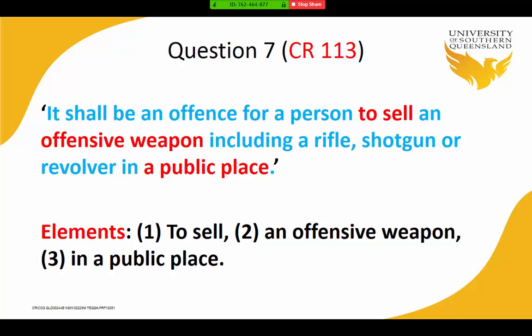A sold what to B? A flick knife. What is the second element? Offensive weapon. So the question becomes whether a flick knife is an offensive weapon. Is that an issue for you? No. It could be. So we have to go through whether a flick knife is an offensive weapon. Do you think that would be a problem? Do you think that's really a strong issue here? Or is it easy for us to argue? So you argue on the facts. Is it easy for us to argue that a flick knife is an offensive weapon?